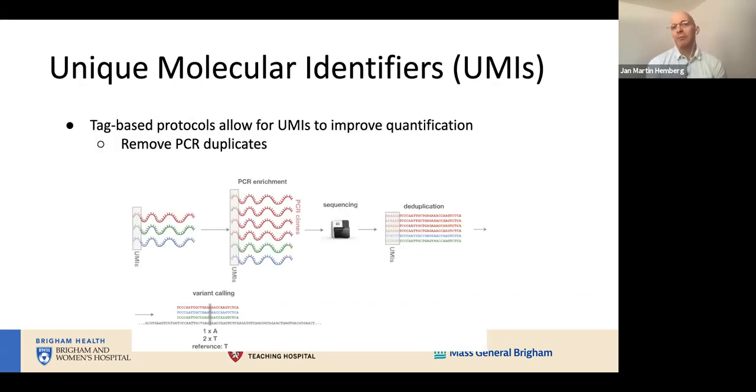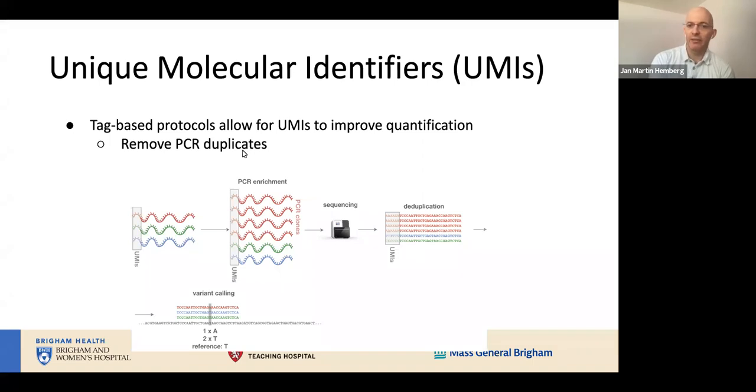UMI stands for unique molecular identifier. It's basically a short tag that you attach to each of the transcripts prior to amplification. This allows you to distinguish the reads: if they came from the same molecule, the same initial transcript, then they will have identical UMIs. But if they came from different transcripts, then they will be different. So this is a very efficient way of removing PCR duplicates, but it also allows you to do absolute quantification because you know that each UMI will correspond to one transcript.